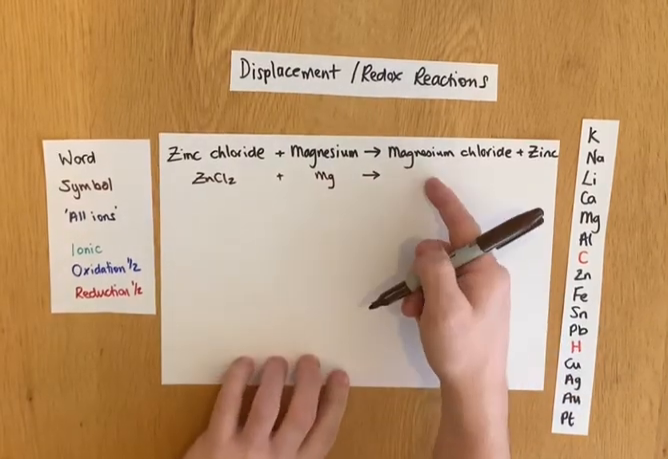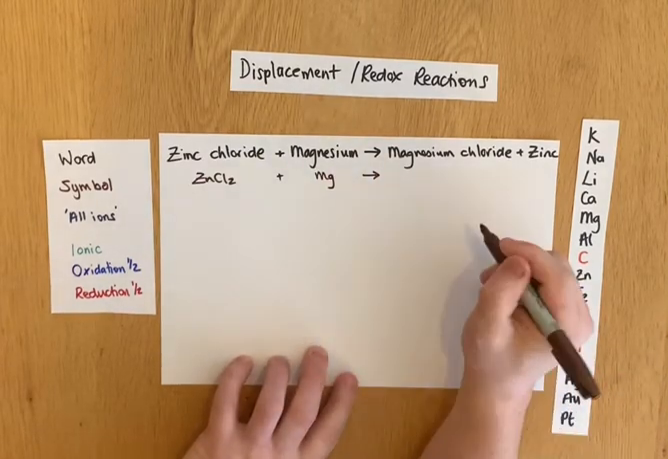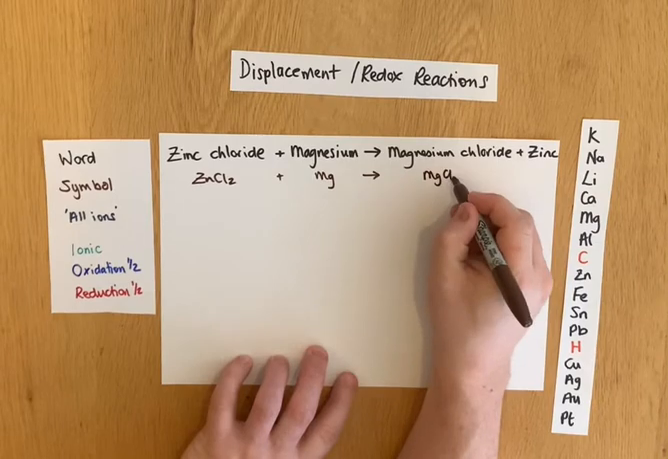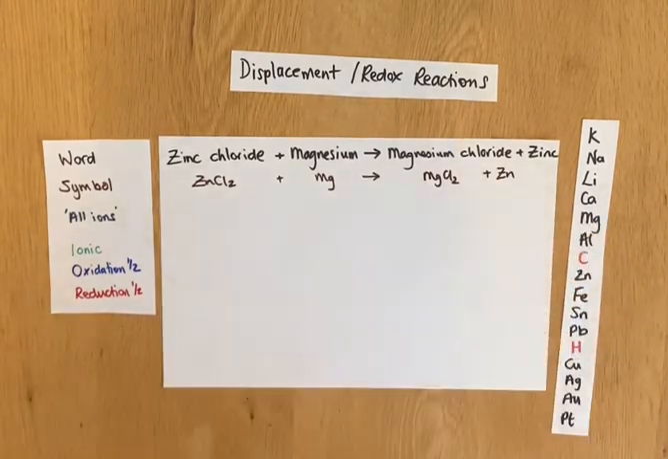Again, magnesium is in group 2, it forms +2 ions. Chloride always forms -1, Cl-. So the formula for magnesium chloride, MgCl2, and we've produced zinc, zinc being made of zinc atoms because it's the element. Now, busting out all of our ionic compounds, we're going to bust them out to show the ions that are within them.